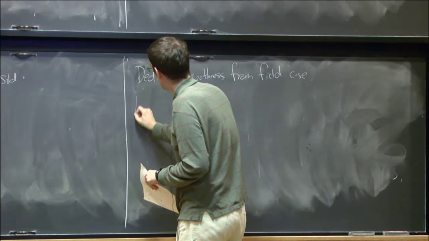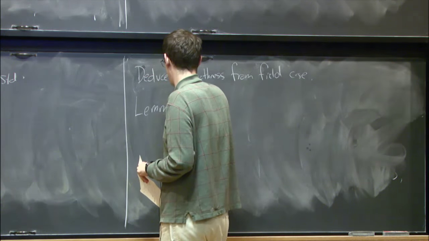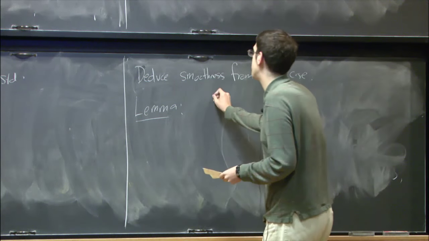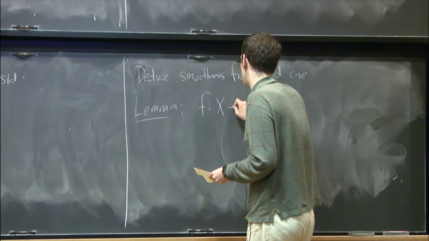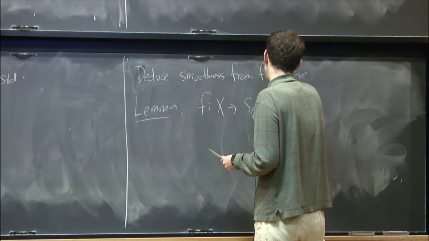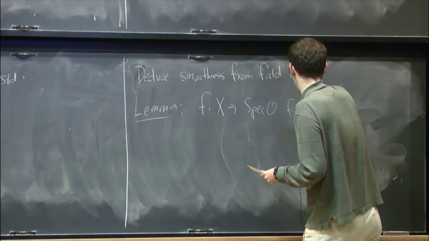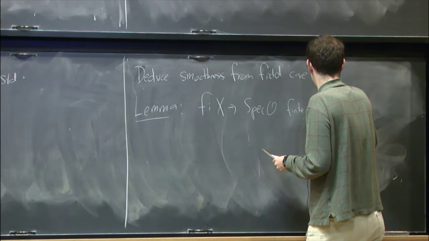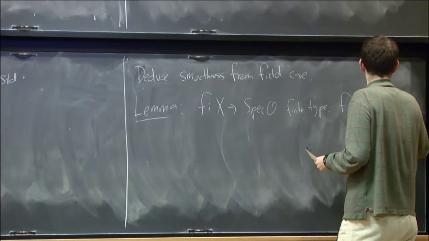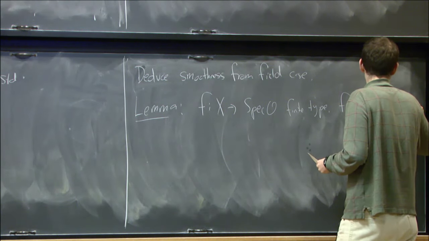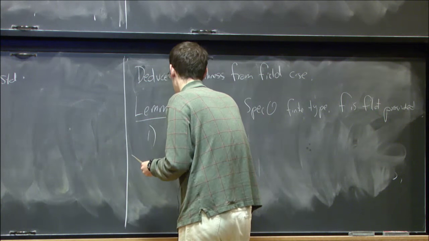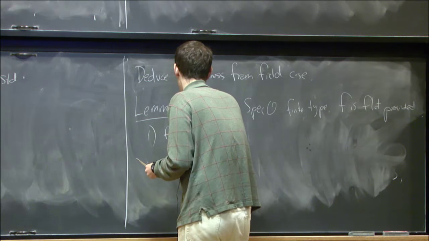Okay, so there's a technical lemma in algebraic geometry that is going to help us out. It says if I have a morphism X to Spec of O that's of finite type, it's flat, provided the following conditions hold. First of all, the fibers are reduced.